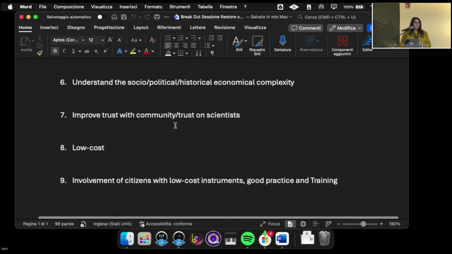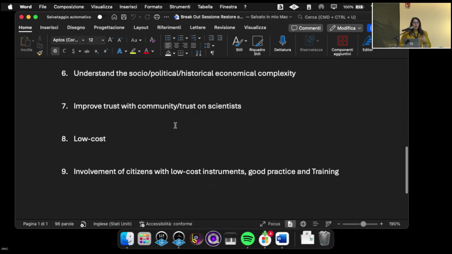The trust in scientists. We spoke about low-cost and citizen science activities and instrumentation, and the involvement of the community in the collection of data that could be useful for our projects. But sometimes we have the problem of trust, of the real involvement of people, because they maybe don't trust science. So low-cost instrumentation has an important role in the coastal resilience project.